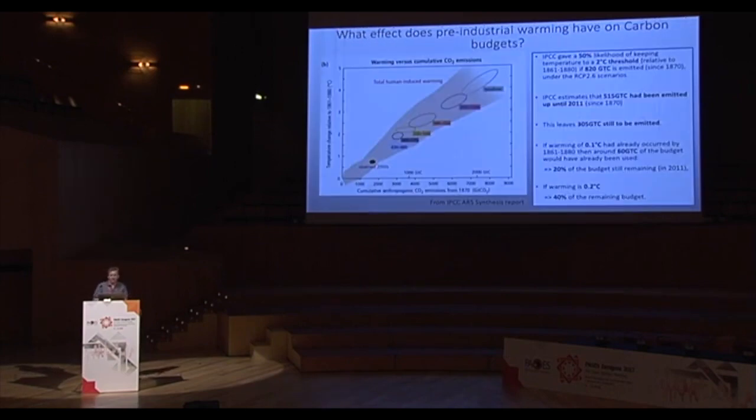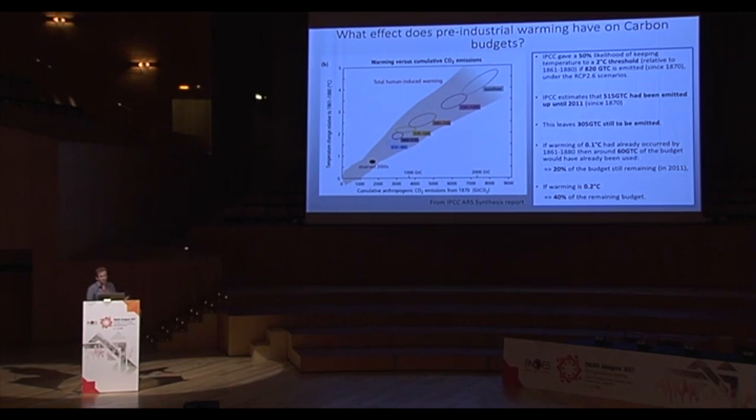So finally, I'm just going to whip through this. As well as having an effect on the likelihood of exceedances, it also has an effect on carbon budgets. This is a figure from the IPCC. Here's how carbon budgets are typically done. We've got temperature relative to 1861 to 1880 on the y-axis, plotted against cumulative carbon emissions from 1870. So this is very self-consistent.